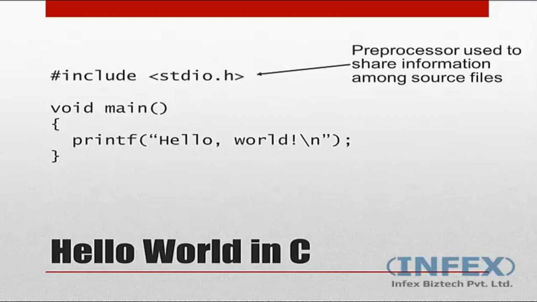That means very abstract and popular code is written in the stdio.h file, and we can share that code among various source files. So if we include some header file, we are simply borrowing code from that particular file.